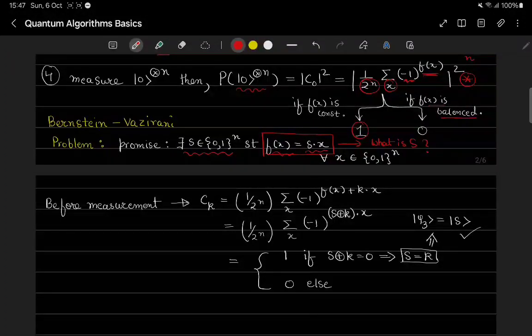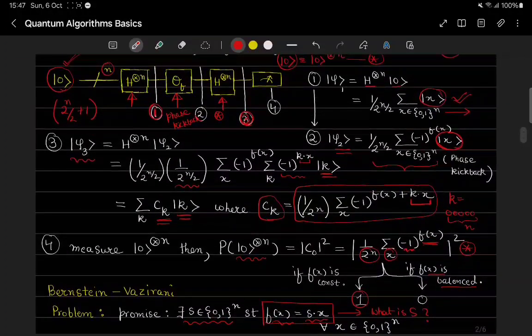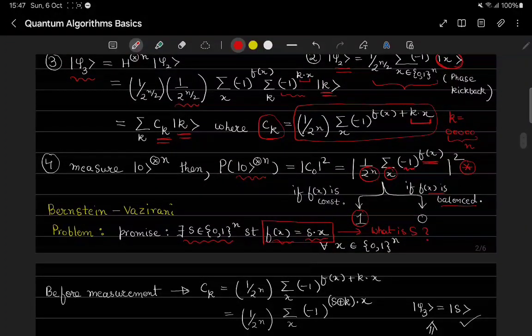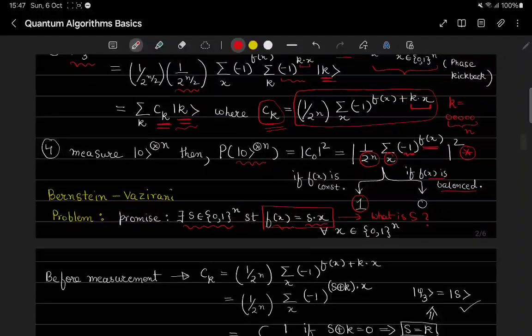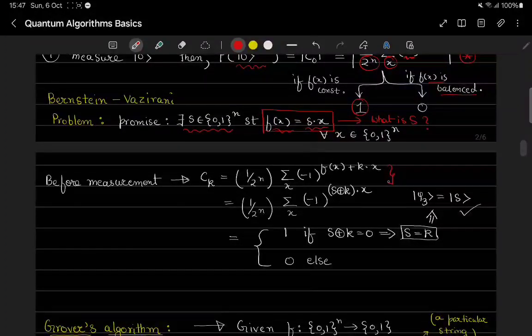This is again just the Deutsch-Jozsa algorithm but without the measurement part. This is very simple to see. If I just ignore this measurement, then I will come up till this step 3. So step 3 gives us a state of this form, a sum over k of c_k, and the coefficients I have shown here. So these c_k's are the coefficients, and I write the coefficient here.